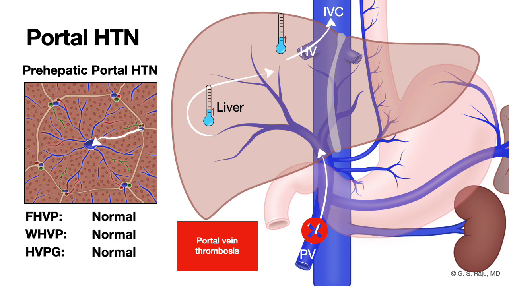So key is to figure out, if all the pressures are normal, portal hypertension is either pre-sinusoidal or portal vein. If the wedge hepatic pressure is elevated, free hepatic pressure is normal, sinusoidal hypertension. Classic example, cirrhosis. If both free and wedge pressures are elevated, then you're looking at post-sinusoidal or hepatic vein or IVC or right atrial issues.